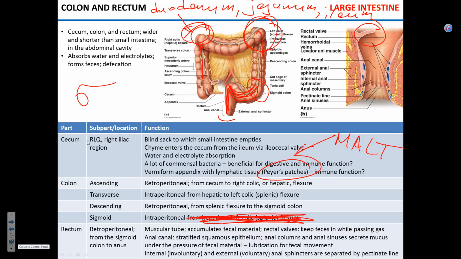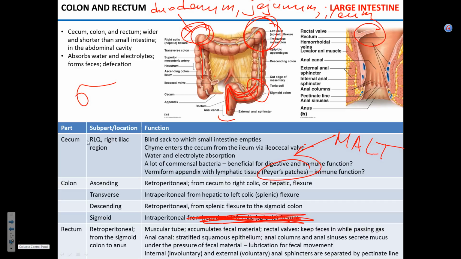So maybe like a filter. I wouldn't say it's a filter. Any filter occupies an entire tube. It's flaps. Does that make sense? Like flaps. They don't let feces leave, but allow gas to leave.